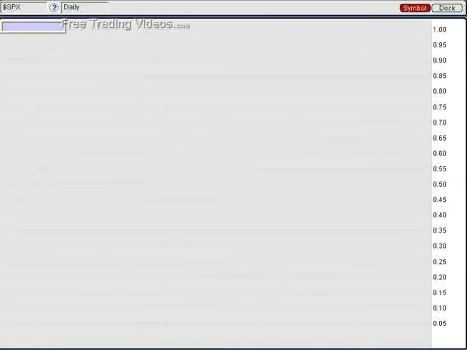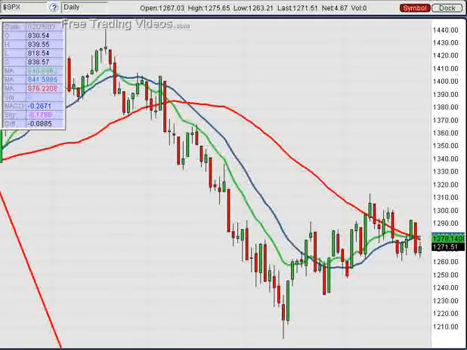Let's look at the alternative here. Let's have a look at the S&P real quick. On the weekly chart, the S&P suggests we can go back to the upper trend line, which would be 1350, and retest that resistance area.